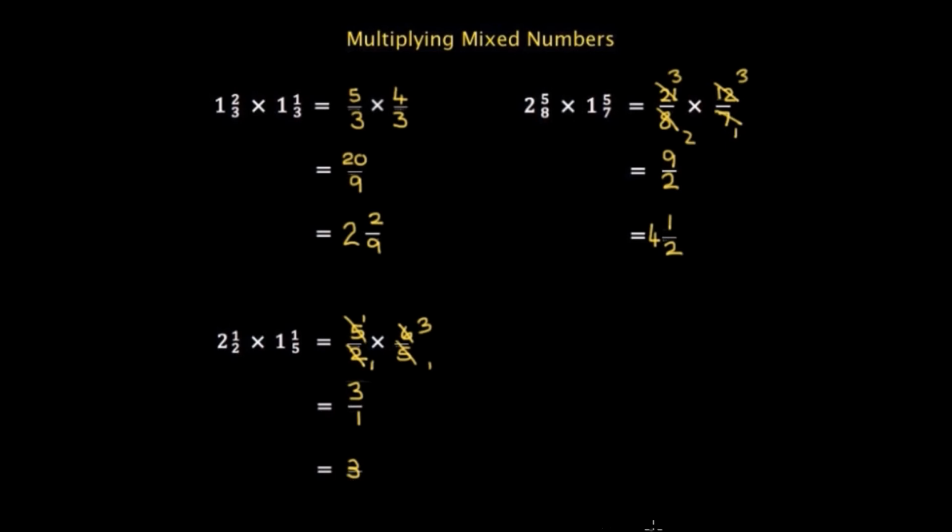Multiplying mixed numbers, a little bit more difficult than multiplying just ordinary fractions, but once you've converted them to improper fractions, the process is exactly the same.